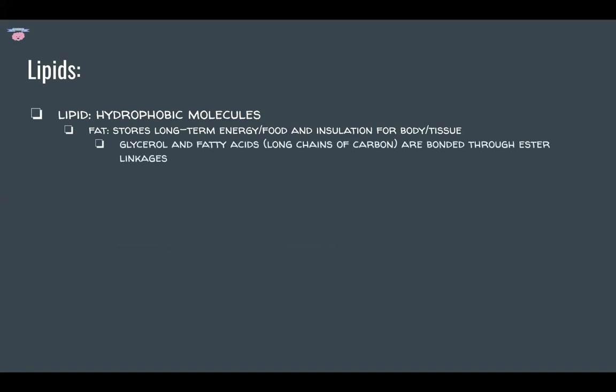So how to create a fat? Well, you basically add glycerol and fatty acids through ester linkages. We talked about glycosidic linkages, now we're talking about ester linkages. Fatty acids are long chains of carbons, not as long as carbohydrates though, mostly polysaccharides. And when you add them to a glycerol, you get fat.